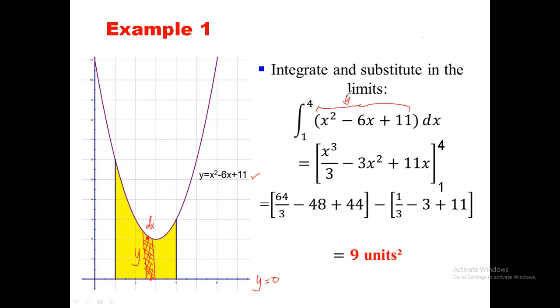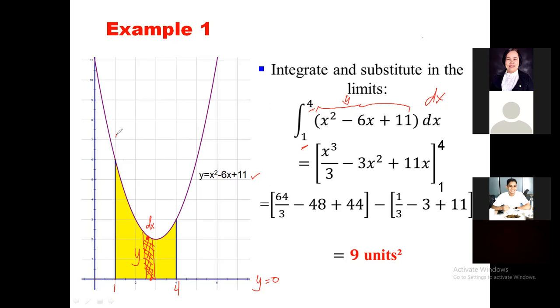This is the y and this is the dx. Now, it's the y of the curve minus the y of the x-axis, which is 0. So you could only see here x squared minus 6x plus 11. You are integrating it from 1 to 4. You could see the limits here, 1 to 4. It's because it starts with x equal to 1 to x equal to 4.